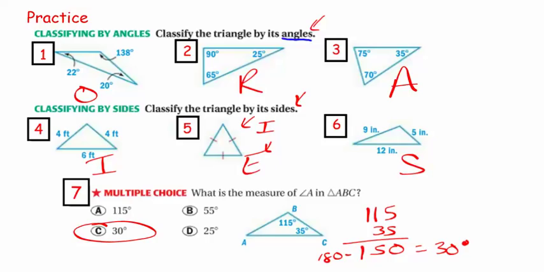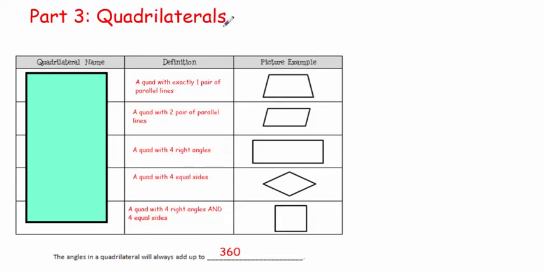All right, let's move on to quadrilaterals. A quadrilateral is a four-sided shape. I have all the definitions here. I want you to see if you can name it. So pause the video and come back.